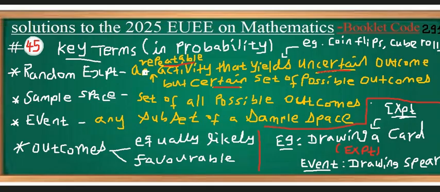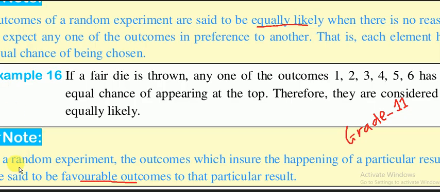Favorable outcome, here is the definition. In a random experiment, the outcomes which ensure the happening of a particular event. Outcomes which ensure happening of a particular event.